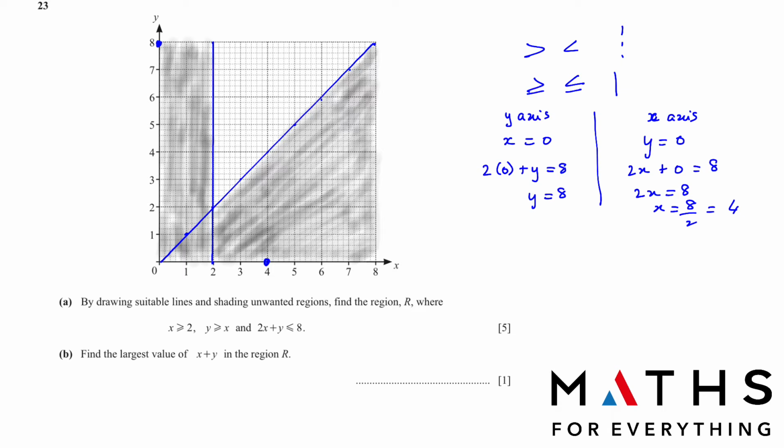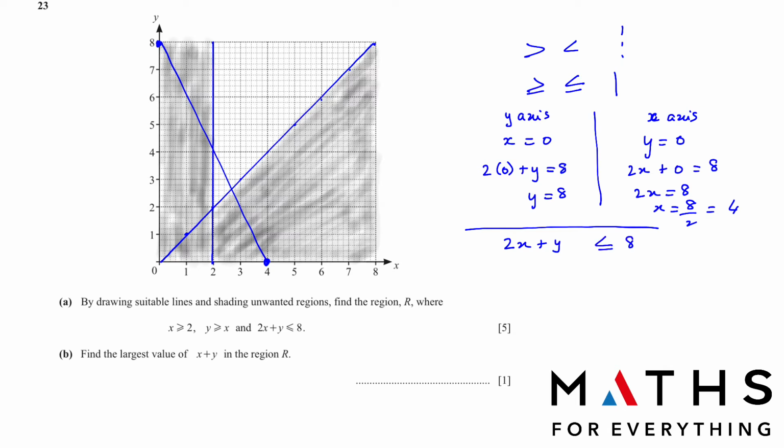We join these 2 points together now. Now, how do we know whether it is more or less? We want less than 8, not more than 8. So let's write down the equation here. 2x plus y should be less than or equal to 8.